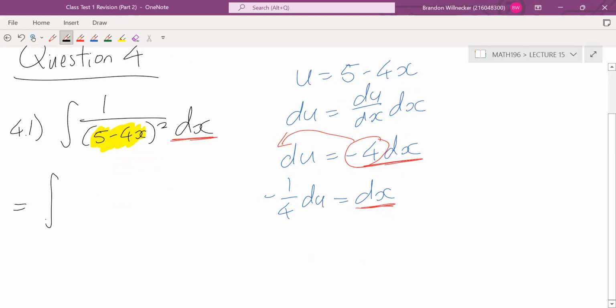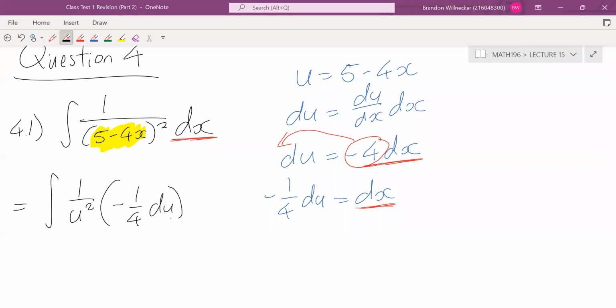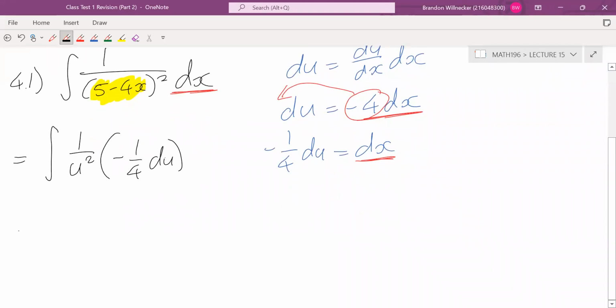So this becomes the integral of the 5 minus 4x becomes u. So we have 1 over u squared, and dx will be minus 1 over 4 du. Okay, so that's our new integral that we need to solve. So let's do that. The minus 1/4, we can take that out to the front. So we get minus 1/4, the integral of. Now, instead of 1 over u squared, we can write this as u to the minus 2. That's just going to help us in the next step when we do the power rule.